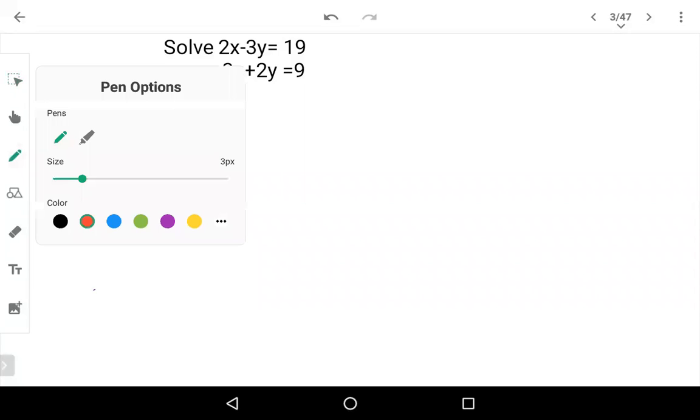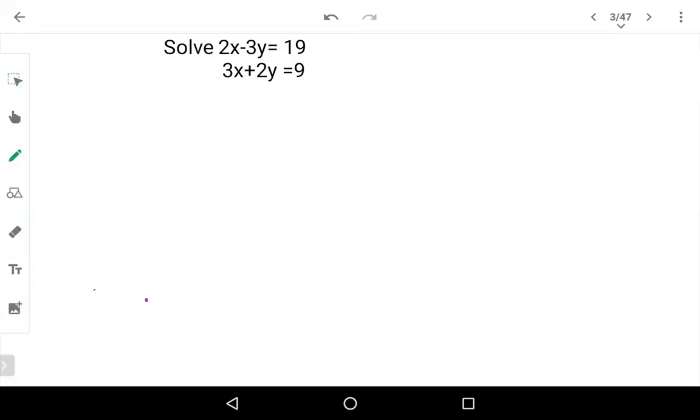Now in this problem, we have two equations. Firstly, 2x minus 3y is equal to 19. That is going to be the first equation. And then 3x minus 2y is equal to 9. So this is going to be the second equation.